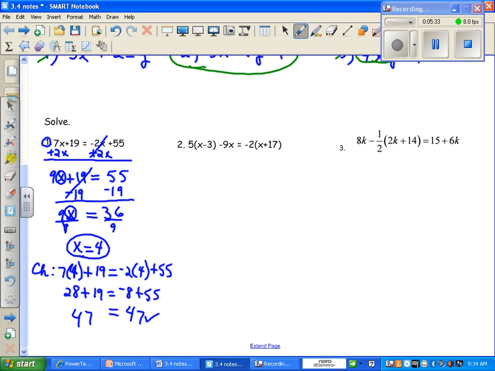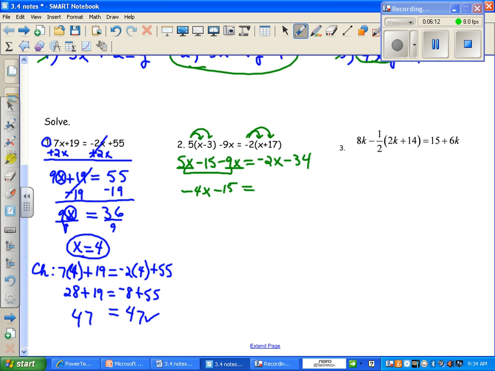Number 2, you have a distributive property first. So the first thing I'm going to do is multiply the 5 to the x and then also the 5 to the negative 3. So on the left side you're going to have a 5x minus 15 minus 9x, and on the right side take the negative 2 times x, giving you negative 2x, also negative 2 times 17, giving you a minus 34. Now on the left side, these are like terms, and I'm combining them on the same side. So you simply just take the 5x and the negative 9x, combine it, you get a negative 4x minus 15.